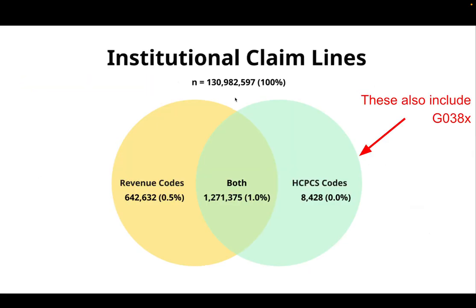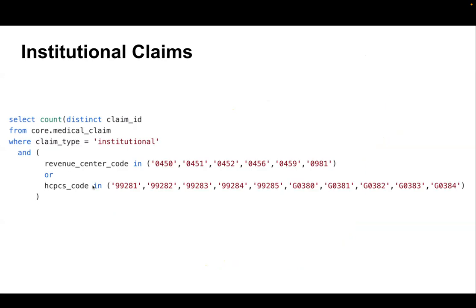If we do a Venn diagram comparison, we can see HCPCS codes, and we actually throw the G038X in here as well. There's a very small amount of these that do not have a corresponding revenue code. So basically the whole story here is around revenue codes, and there's only one way to really do this. So that's how you use medical claims. That's how you identify ED visits in medical claims. And next up, we're going to merge claims into visits, or what we call encounters.